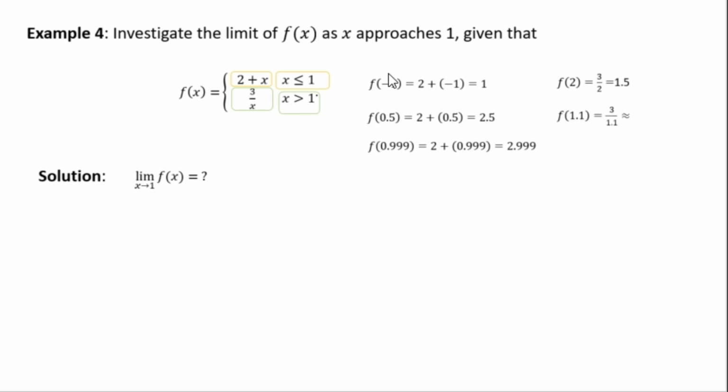So these are the values less than 1, and these are the values greater than 1. So we evaluate it here, 3 over x. Okay, very easy, right? No big deal. With that said, we are now ready to find the limit of f of x as x approaches 1.